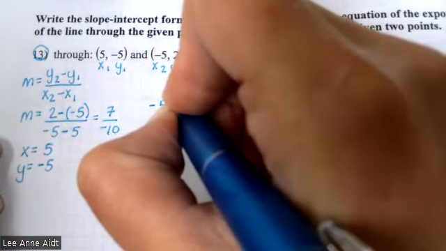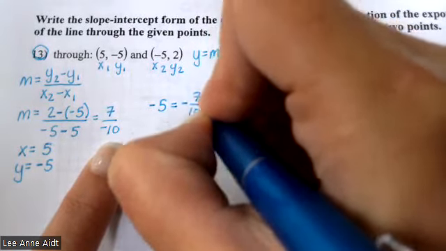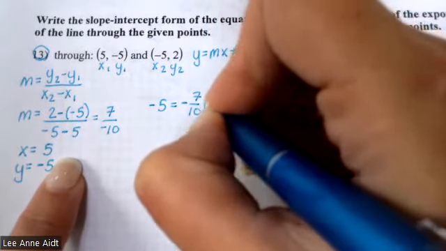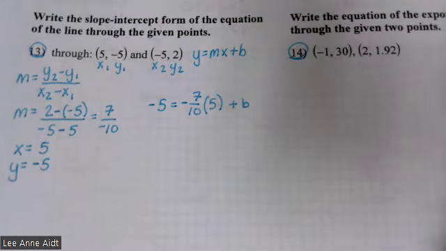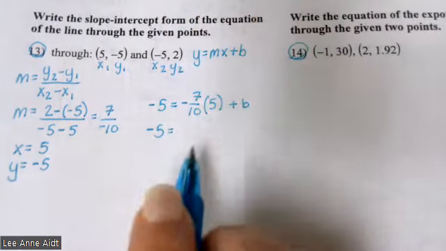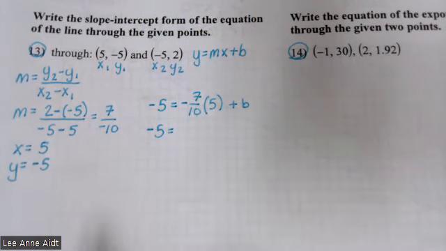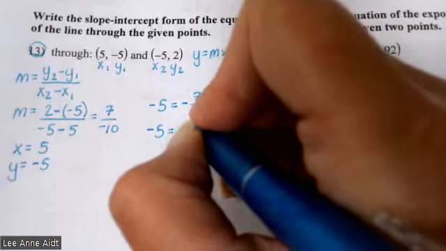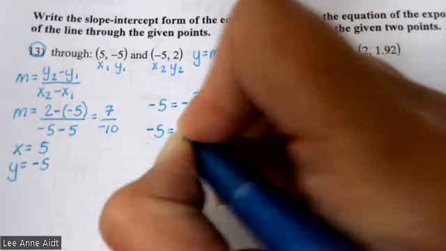-5 equals m is -7/10. X is 5 plus b. -5 equals, okay, when you multiply a fraction times a whole number, you multiply the whole number times the top. Yep, -35 tenths plus b.